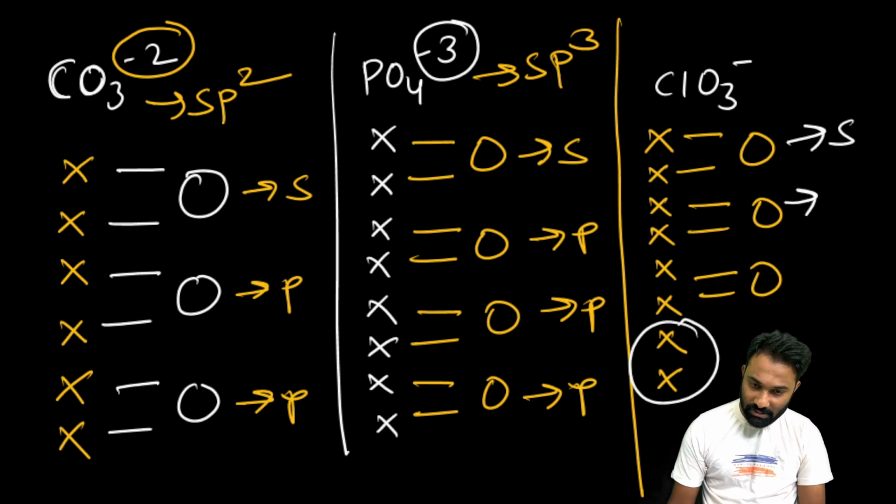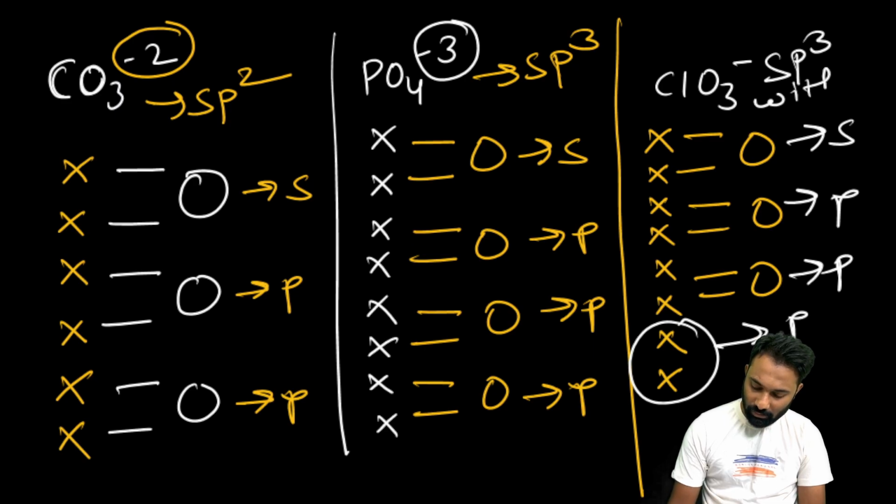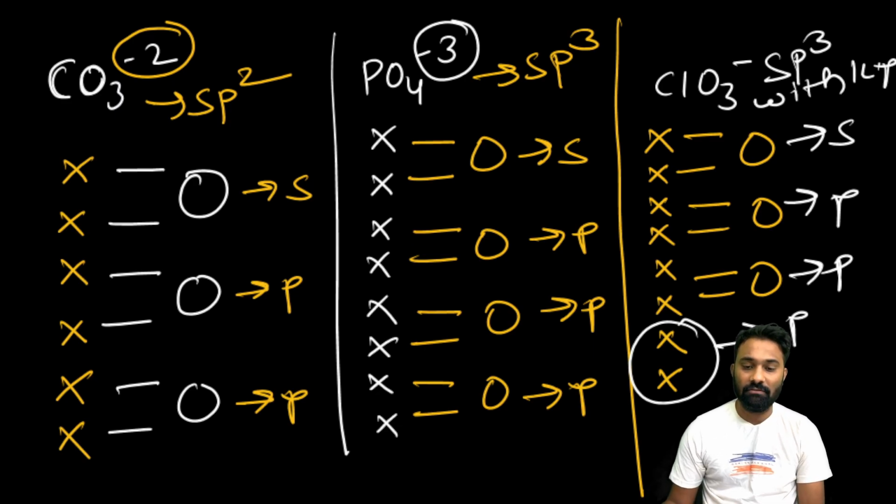So this is S. Now this is P. Now this is P. Now this is P. Clear? Now this one will be the sp3 with one lone pair. Done?